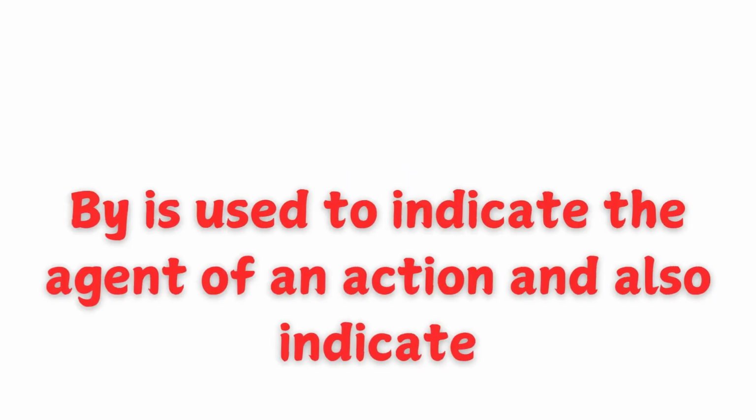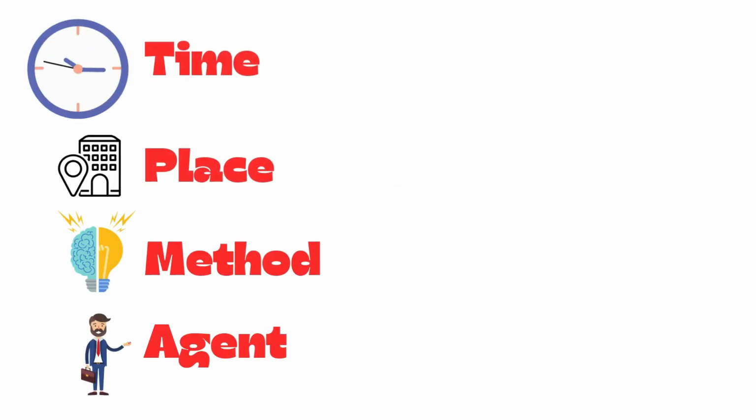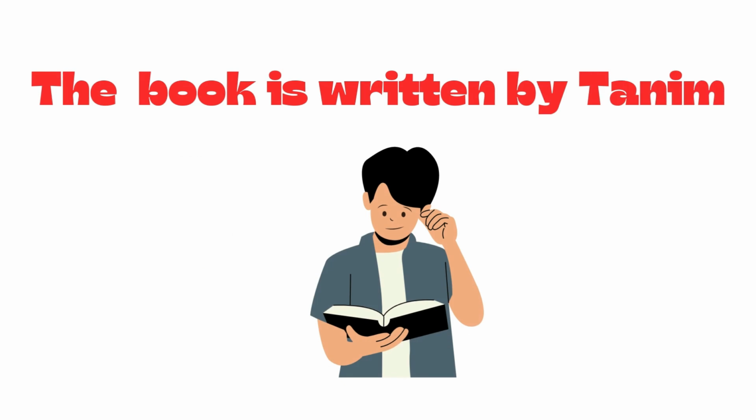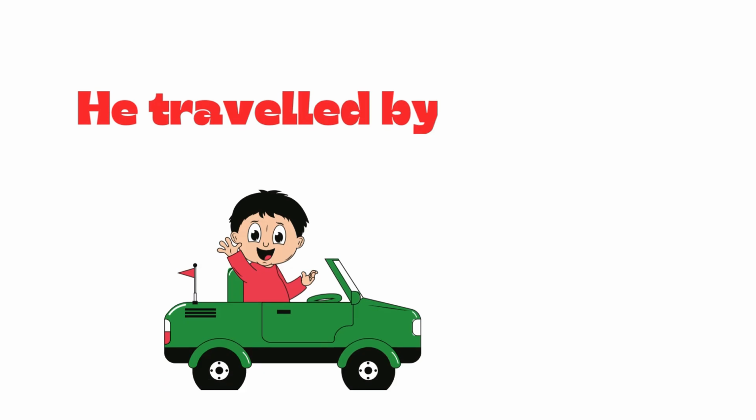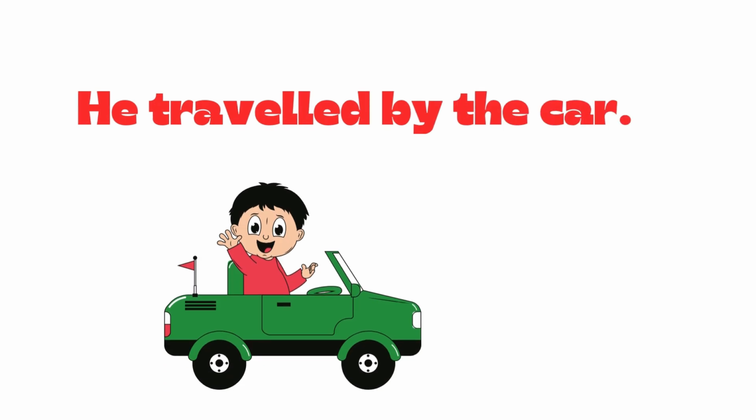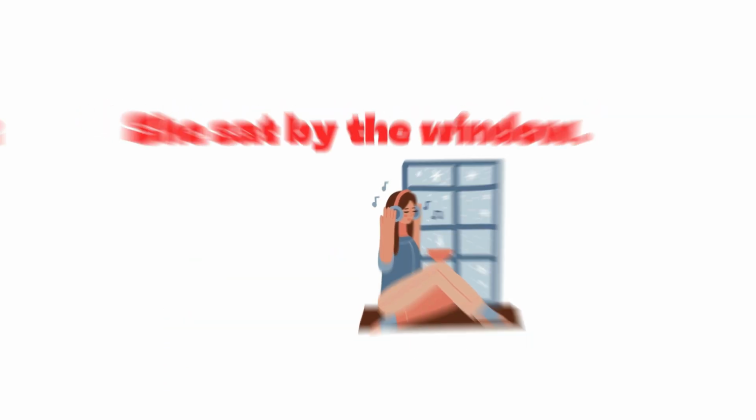By is used to indicate the agent of an action and also indicate a time, place, method and agent. The book is written by Tanim. Time: finish the report by Monday. Method: he traveled by car. Place: she sat by the window.